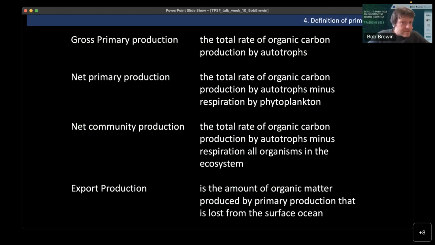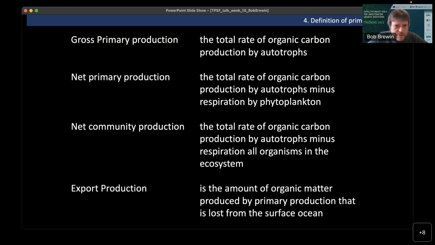Then there's net primary production. This is referred to as the total rate of organic carbon production by phytoplankton, by autotrophs, but minus the respiration by phytoplankton. Respiration is, of course, the inverse process of photosynthesis, whereby oxygen is converted back into CO2. So with net primary production, you subtract the respiration away from the gross primary production in order to get net primary production, but the respiration only by phytoplankton.